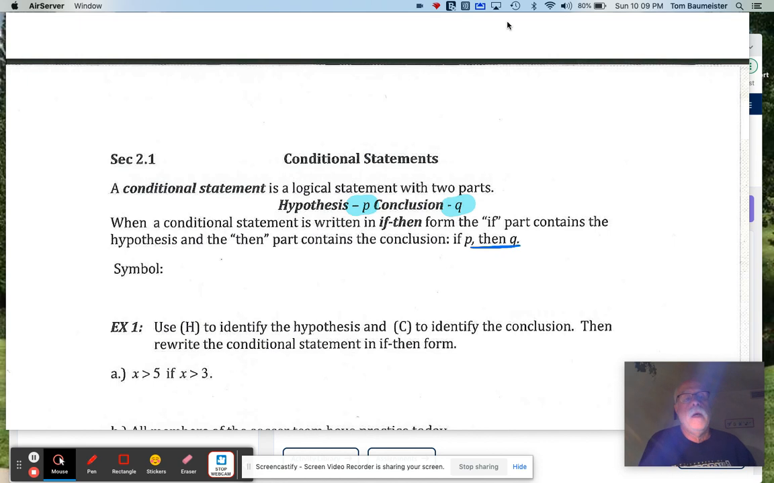All right. And when we talk about it symbolically, you'll see it as P arrow Q. And this arrow right here means implies. So P implies Q.